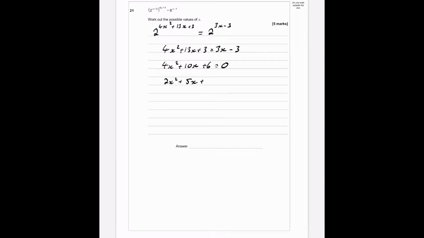Notice at this point everything's divisible by 2, so let's simplify the quadratic before factorising. Factorises nicely to 2x plus 3 times x plus 1. And so we can read off the two solutions. They are minus 3 over 2 or minus 1. That's negative 1.5 and negative 1.